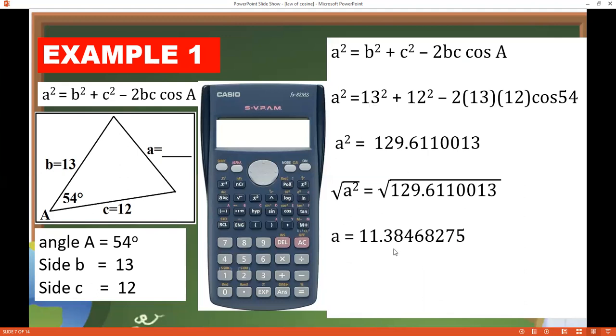Now, we just need to get the 2 decimal places. So round off lang natin. So the final answer is 11.38. Okay? So that's the missing side. So that's how we use the law of cosine.